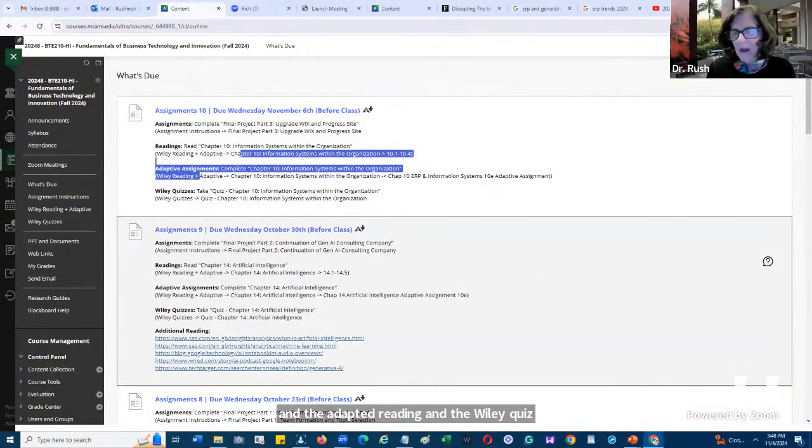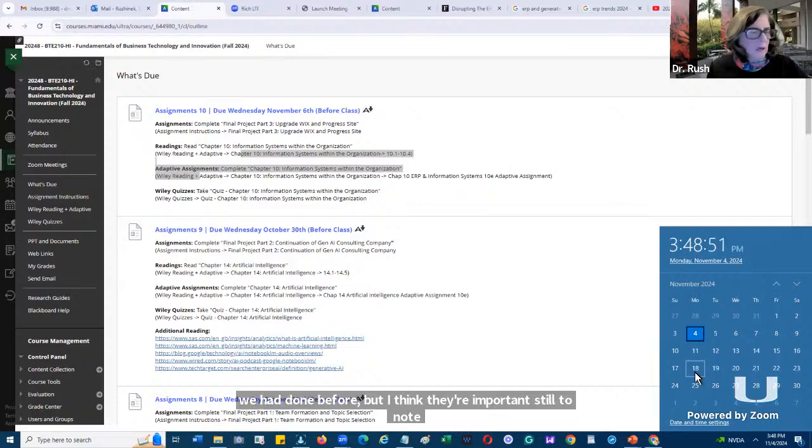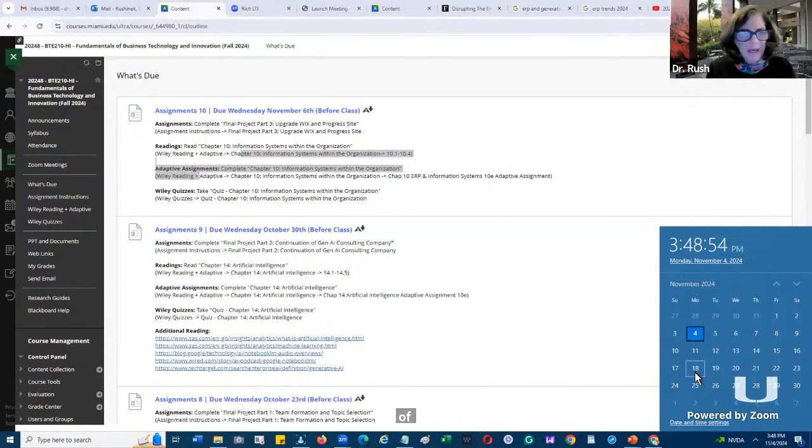If you look at our calendar here, you'll see on the 18th, we will have our second exam. It will be in the same room on the 18th. It will be in SBA 204. It will cover all the new chapters, plus we will also include chapters 4 and 5, which we had done before, but I think they're still important to note, on data security and data management.